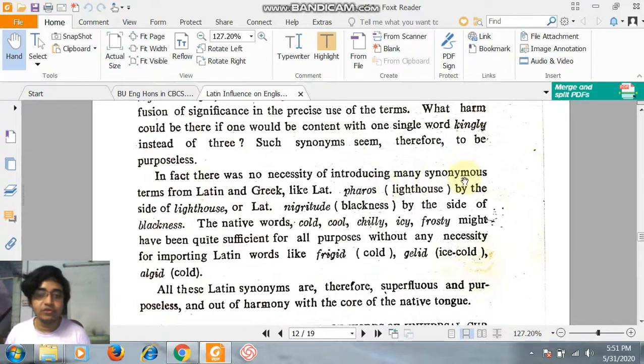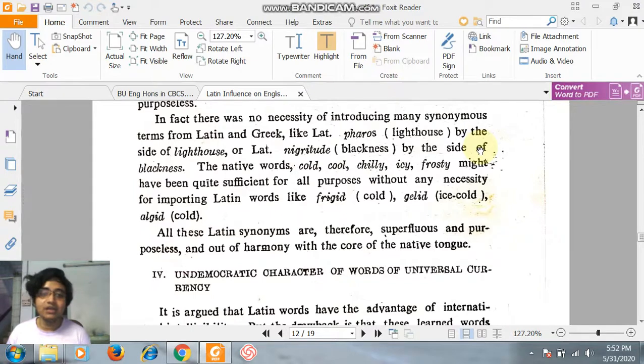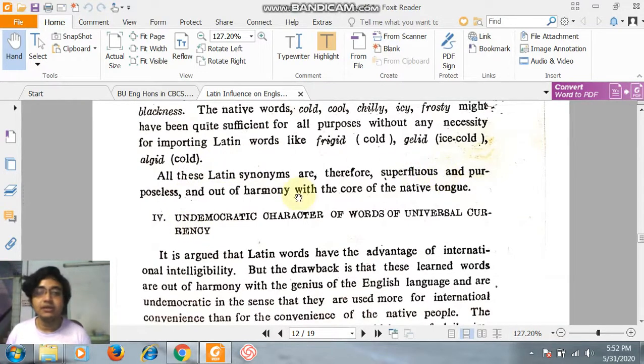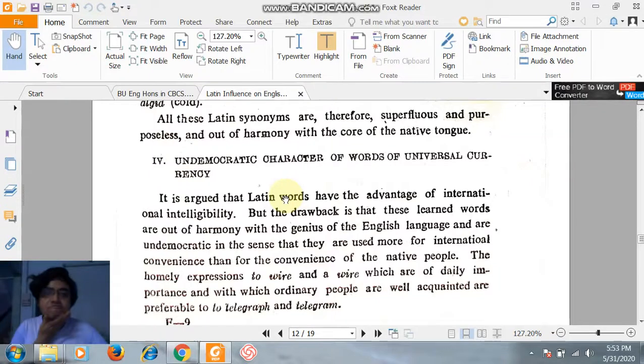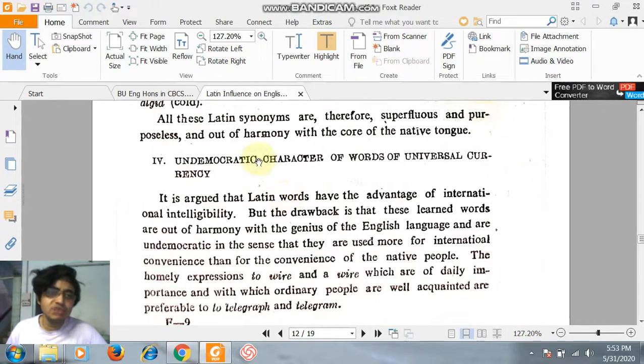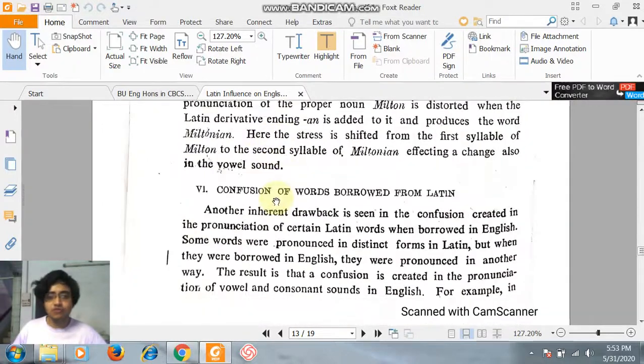In fact, there was no necessity for introducing many synonymous terms from Latin and Greek, like the Latin pharos meaning lighthouse, by the side of lighthouse. Lighthouse is a native term, or Latin negritude meaning blackness, by the side of blackness. So the native words like cold, cool, chilly, icy, frosty might have been quite sufficient for all purposes without any necessity for importing Latin words like frigid, from which fridge comes, frigid meaning cold, gelid meaning ice cold, and algid meaning cool. These are all Latin words, where English already has cool, cold, chilly, icy. So because of all these influences, many think that Latin influence on the English language is sometimes superfluous and purposeless because of the influence of the synonyms.